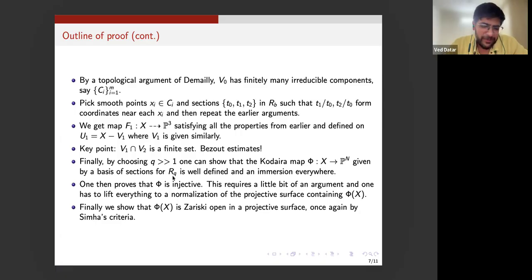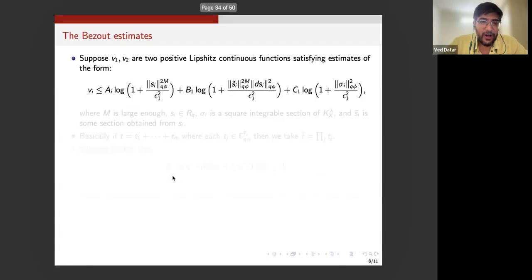We got that from ChatGPT, but it seems like it should probably be well known to experts in algebraic geometry. All right, so maybe in the last 10 minutes, let me say a few words about the Bezout estimates, because really this is the technical heart of our paper. So let V1 and V2 be two positive Lipschitz continuous functions satisfying estimates of this sort.